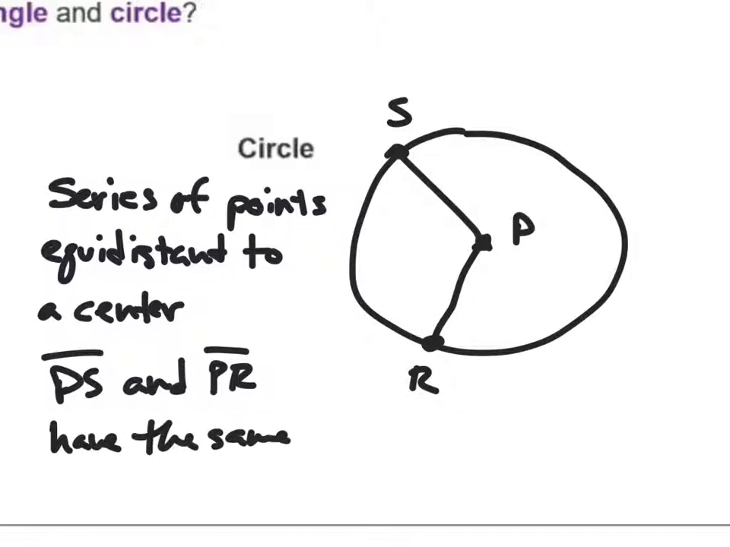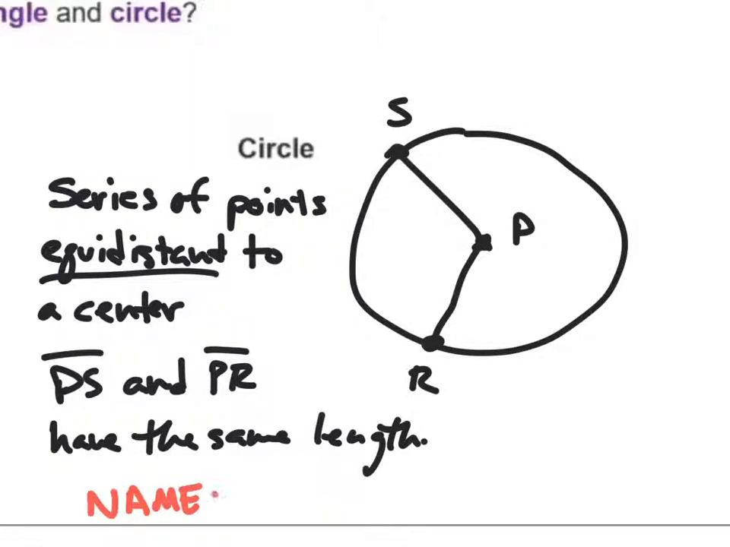Yes. Equidistant. And if we named this circle, then we would use the symbol for circle, a circle with a dot in the middle, circle P, where P is the center.